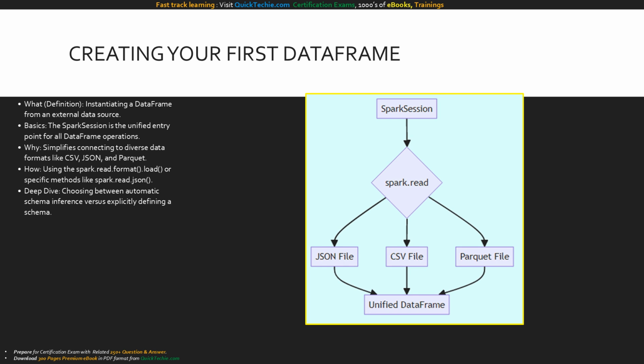Our diagram shows the architecture of data ingestion in Spark. At the absolute core is the Spark session, the unified entry point for all data processing tasks. Through the spark.read API, Spark provides a standardized way to connect to almost any data source. Whether your data resides in semi-structured JSON files, comma-separated CSVs, or highly optimized columnar Parquet files, the result is always exactly the same, a unified data frame object. This seamless integration means you can write the exact same transformation code regardless of where or how your underlying data is physically stored.